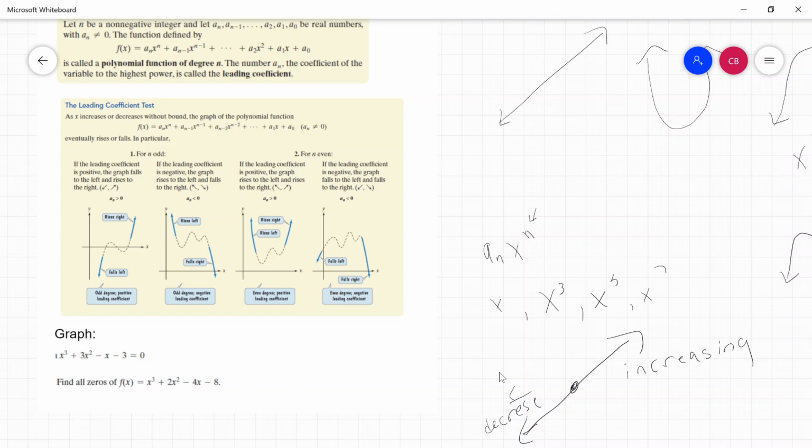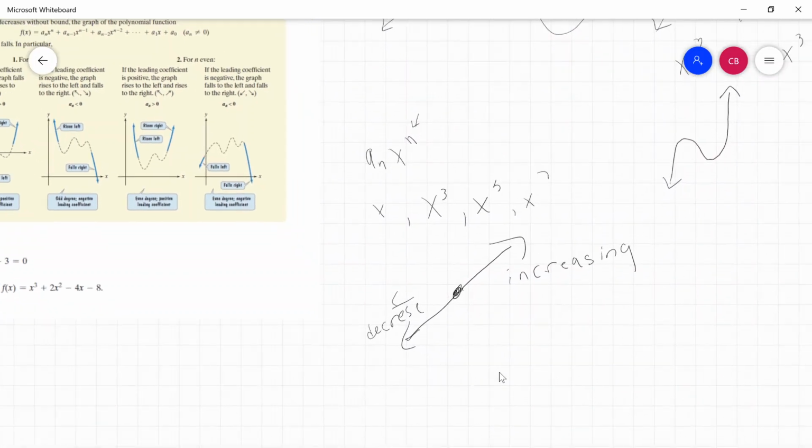If you're looking from the center, the most central point, for the line x, if you have x to the third, it is decreasing to the left of this most center part and increasing to the right. And that's when they're odd.